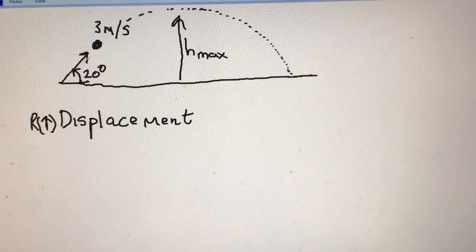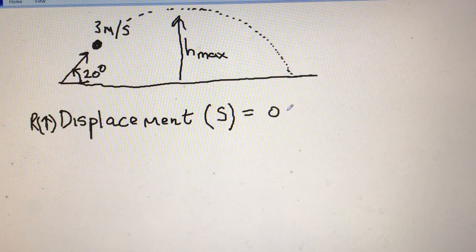However, as the object goes up to a maximum height, it will recede back down again, and it will go back to zero again. So it's going up and going back down. The symbol for displacement we normally use is S, and that's going to be 0, and the units are meters, simply because the speed is also in meters per second.